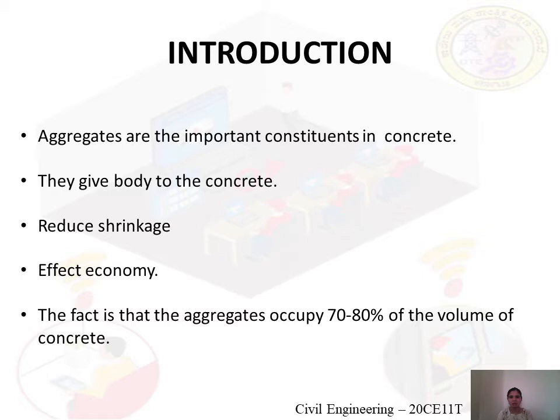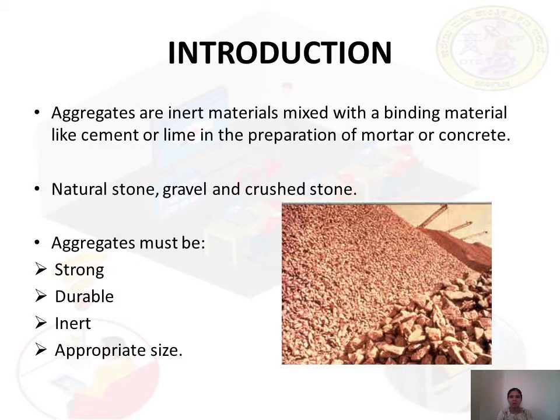Aggregates to be used in construction must have these qualities: aggregates must be strong and durable, they should have inert properties, and they should be of appropriate size. The aggregates must be strong. The strength of the aggregate should be high, so that they do not crush under the influence of load. The aggregate should be durable. Durability is related with service life. Service life of aggregate should be more.